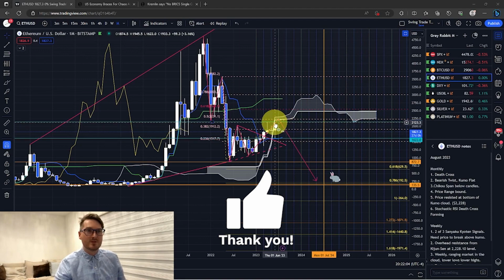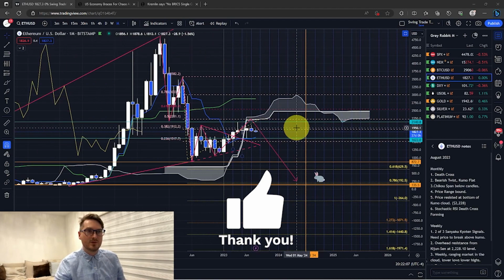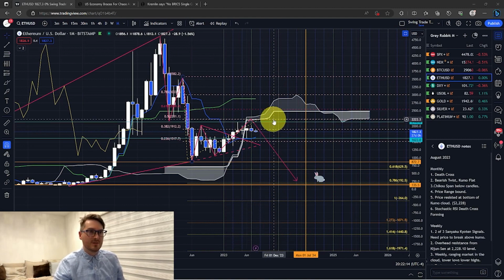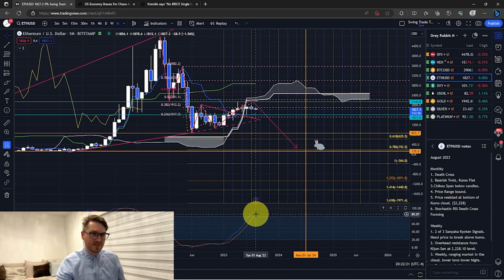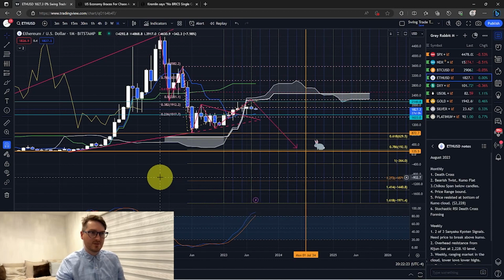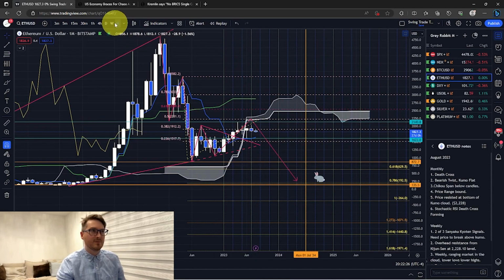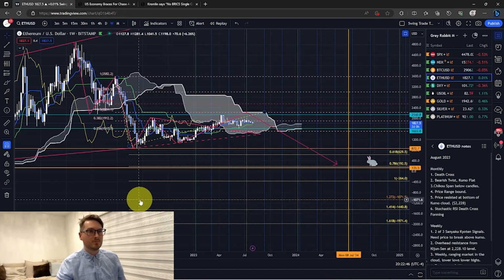You can see that price was previously resisted at the $2,228 level, which is right here at the bottom of the Kumo cloud. We also have a stochastic death cross about to form on the stochastic RSI, so we're going to keep an eye on that. But let's go to the weekly chart for some more detail.